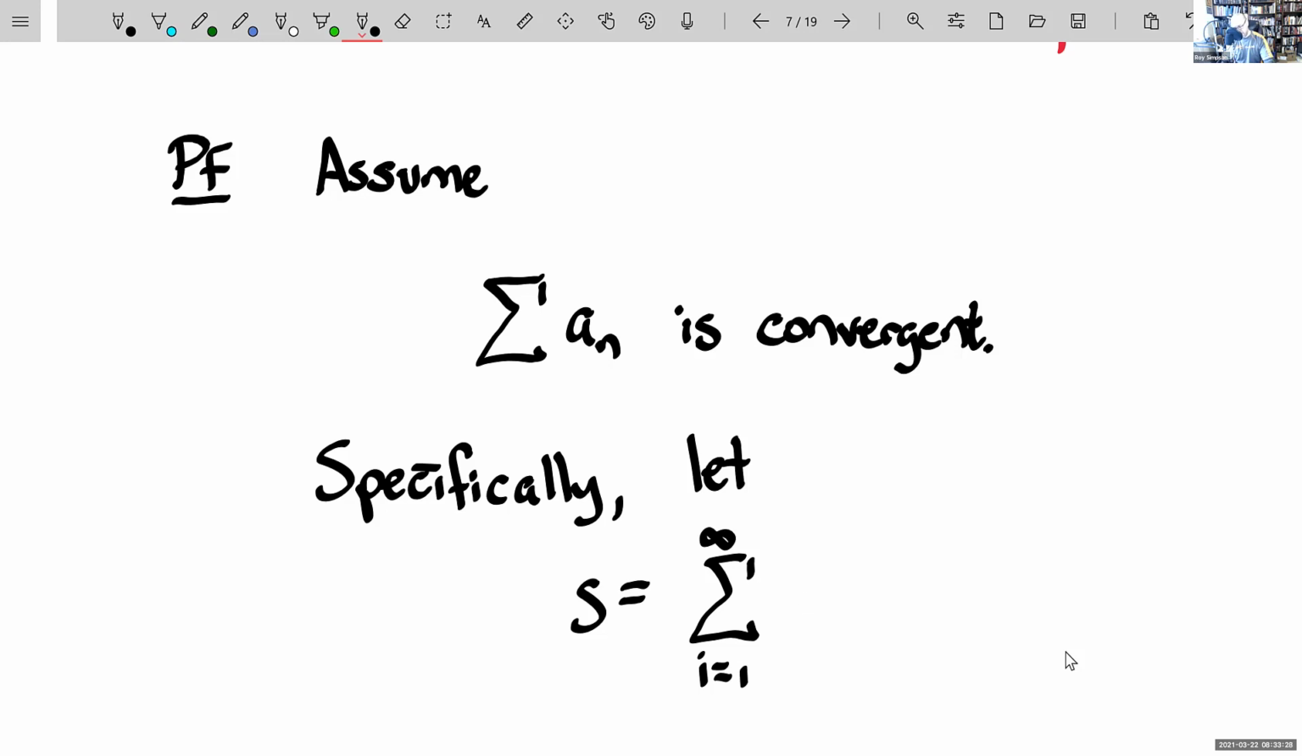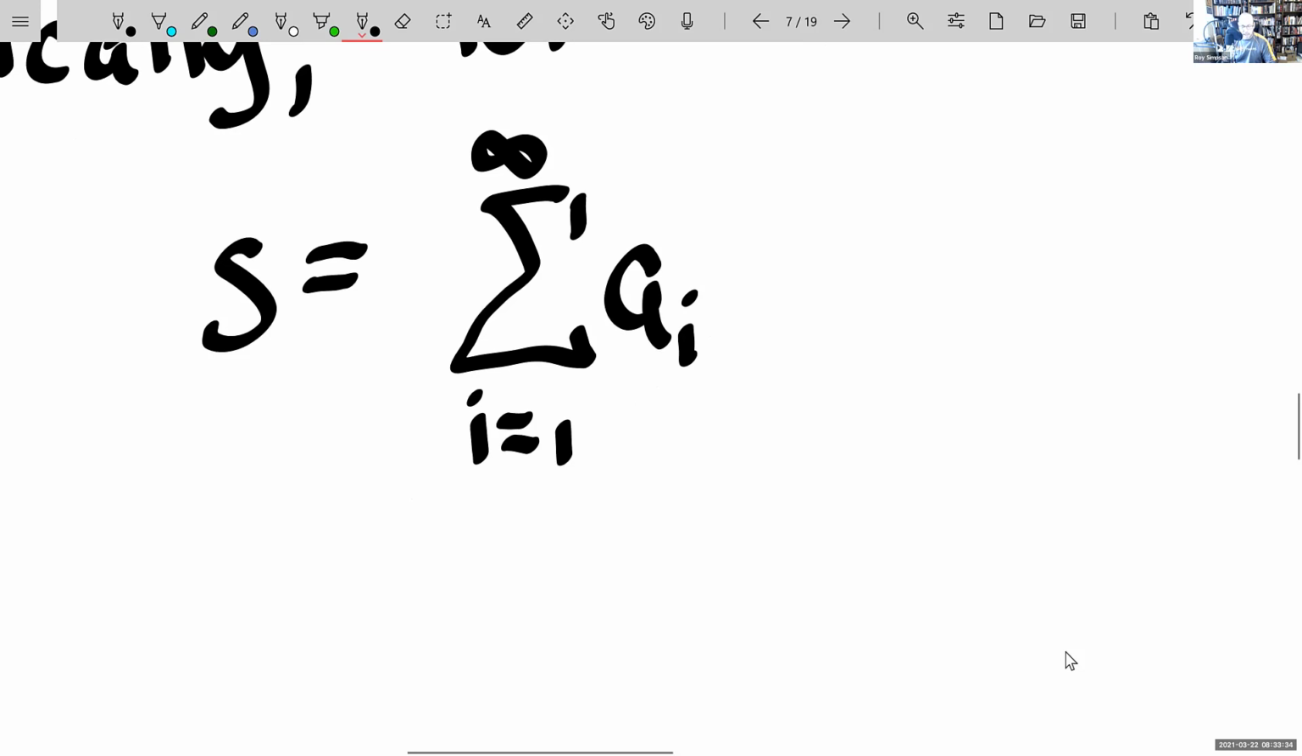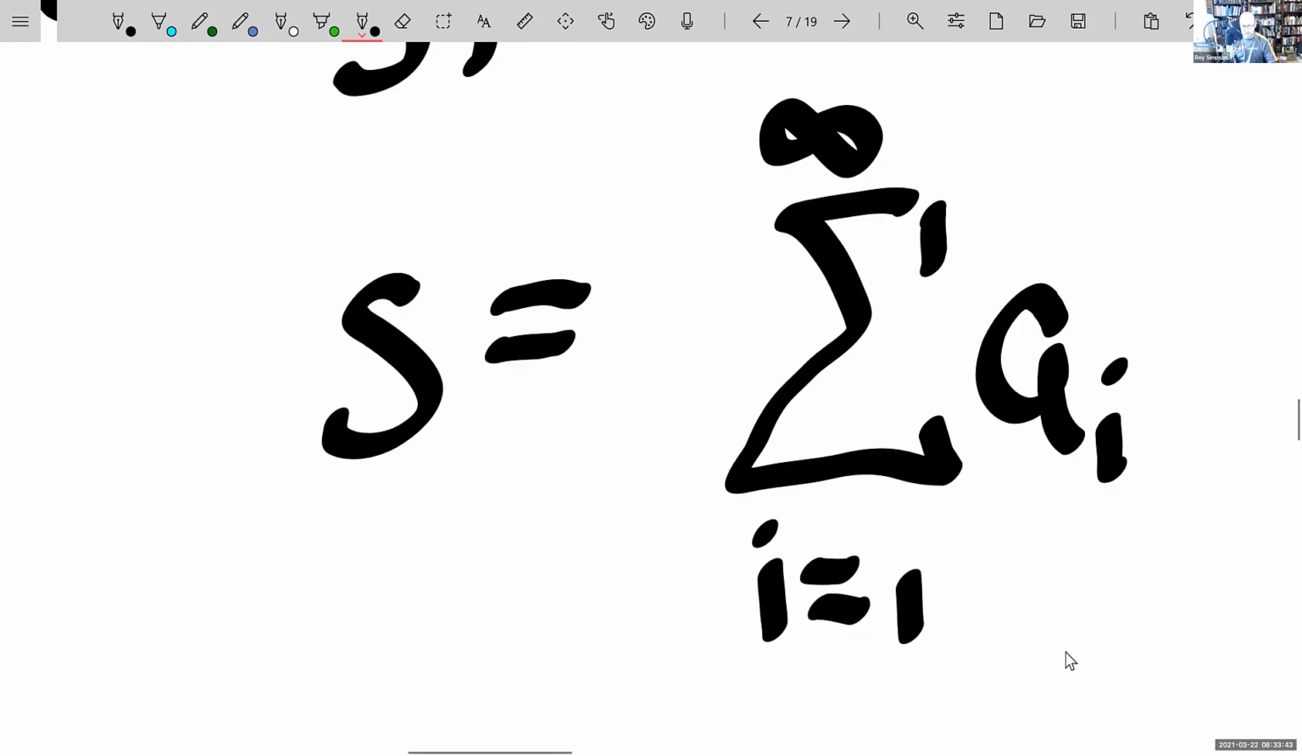So I'm assuming the series converges, and so I'm, in this case, just saying it converges to some value S. Okay, that's the sum of the series.